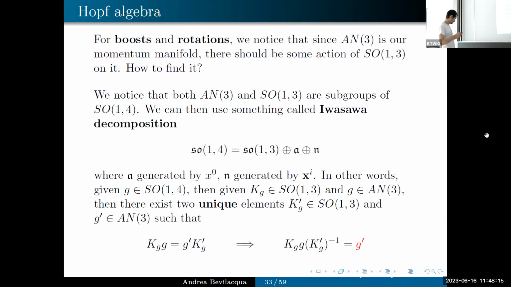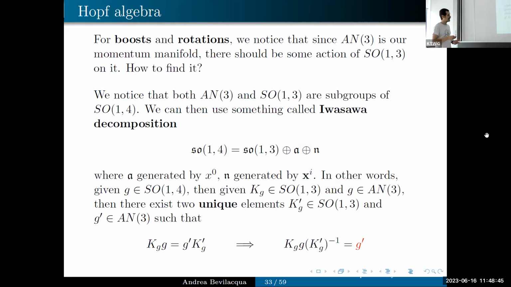So for boosts and rotations, how do we get them? Basically, the key observation is that AN3 is our momentum manifold. This is the de Sitter manifold that I showed you before. And if we want to have some action of the boosts, SO(1,3), on it, we need to find a way to do so. The key observation is that they are both subgroups of SO(1,4). And one can use the Iwasawa decomposition, which is written in this way. So SO(1,3) is, of course, the algebra of SO(1,3).